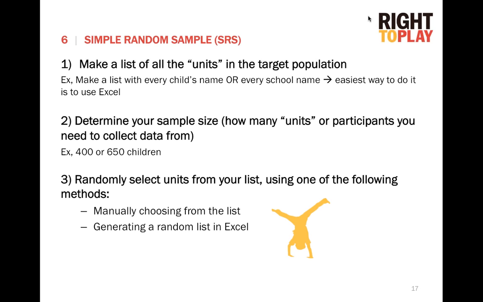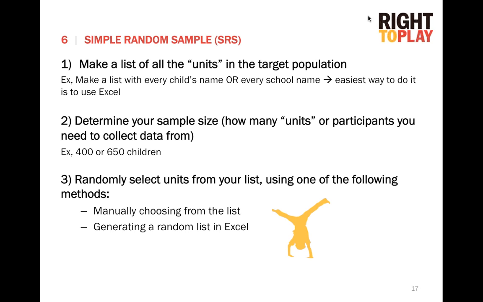To start with, we're going to talk about a simple random sample. This is the easiest way of doing a random sample. The first thing you do is make a list of all of your units in the target population. The units might be the children, might be the schools. So you would take every child's name or every school name and just put it in a list. The easiest way to do this is to use Excel.